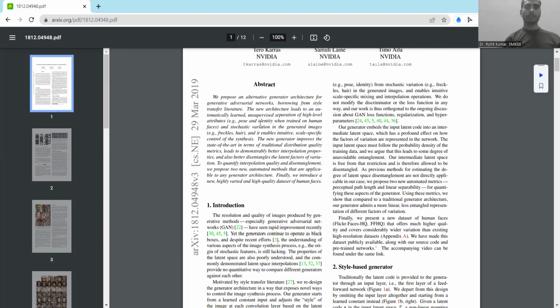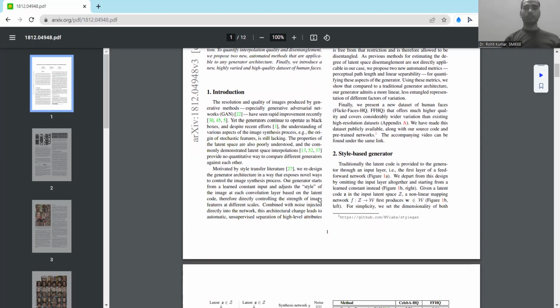Then they are saying that this particular architecture offers automatically learned, unsupervised separation of high level attributes and the stochastic variation in the generated images. And it allows intuitive, scale-specific control of the synthesis. That becomes very important, because in this way, the state of the art quality gets improved and the distribution quality also gets improved. So finally, to quantify all these things, the interpolation and the disentanglement concepts have been included.